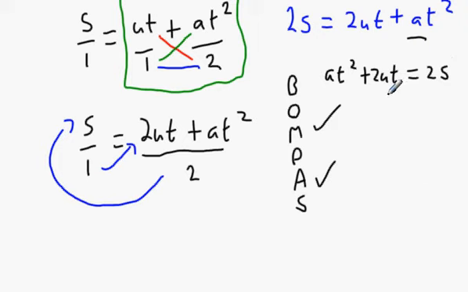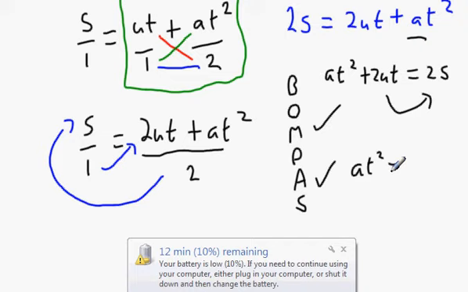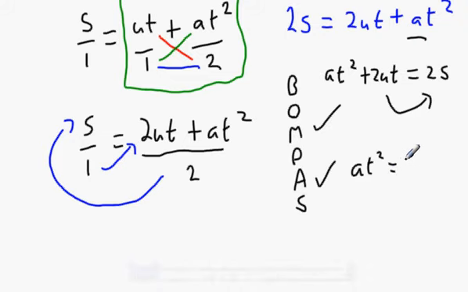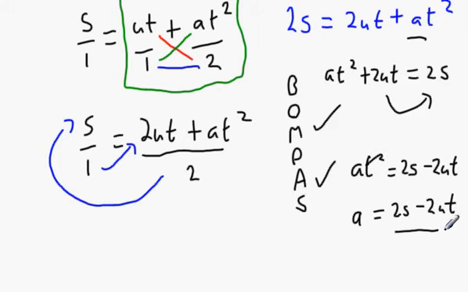Bring the 2ut over to the other side. So we're going to get at squared equals 2s minus 2ut. And now we got to get rid of the t squared. And if the t squared is multiplied on one side, what is over the other side? So, as you can see, lads, this is quite a difficult question.